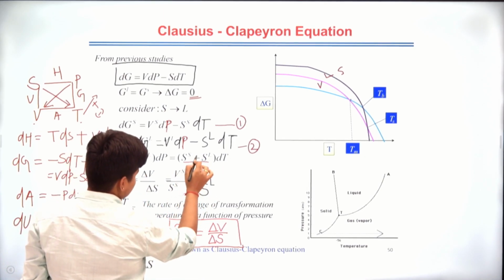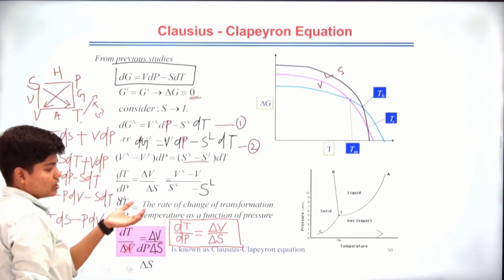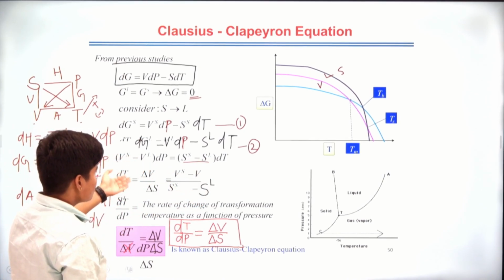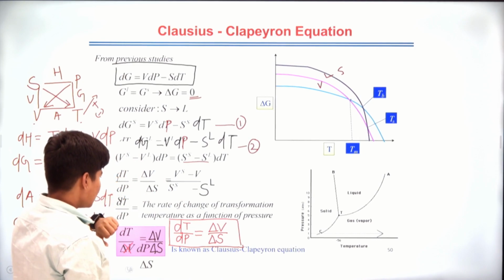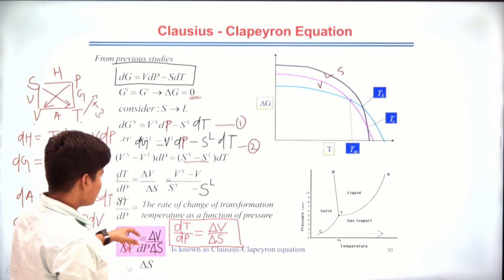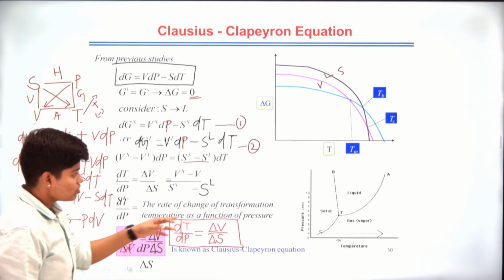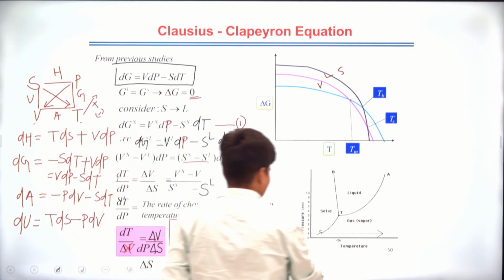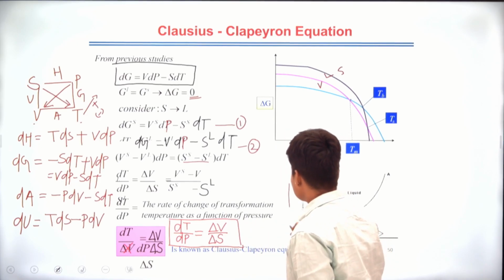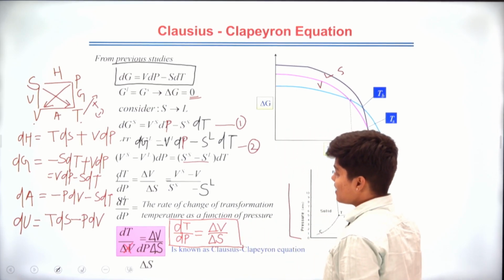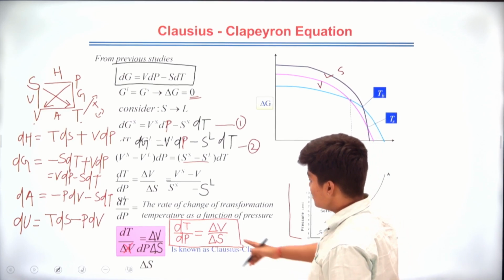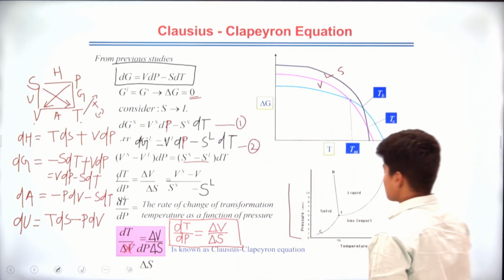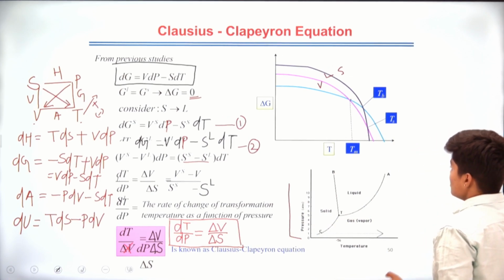So now if we are dividing dT by dP, what will it be? Delta Ss minus SL means difference. This is the difference between entropy and this is the difference between volume. So we can write delta V over delta S. So here dT by dP is nothing but the rate of change of the transformation temperature as a function of pressure. Okay, from this graph dT by dP. So the final equation we are getting, dT by dP is equal to delta V by delta S, and this is known as the Clausius-Clapeyron equation.